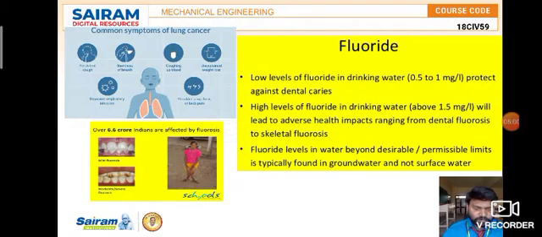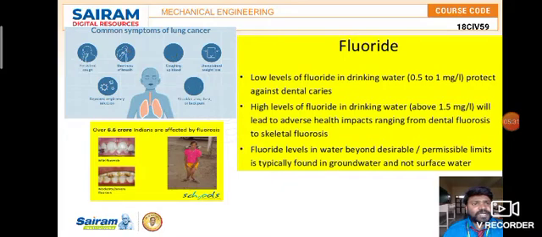And coming to the skeleton issues, as I have shown in the other images, here too the bones will not be straight, but bent, as shown in this figure. Low levels of fluoride in drinking water, 0.5 to 1 milligram per liter, protect against dental caries. So the range should be 0.5 to 1 milligram per liter.